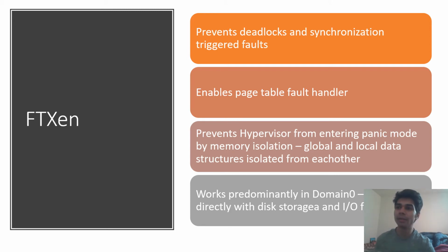We see that FTZen prevents deadlocks because of the lack of interference from several virtual machines transmitting and connected to the hypervisor itself. And then we have the page table fault handler. So this prevents any page faults or fatal traps, as we'd seen earlier. And it prevents the hypervisor from entering a panic mode. So in case there's a fault or an error that the hypervisor runs into, it doesn't have to enter a panic mode when it has to reboot or restart.